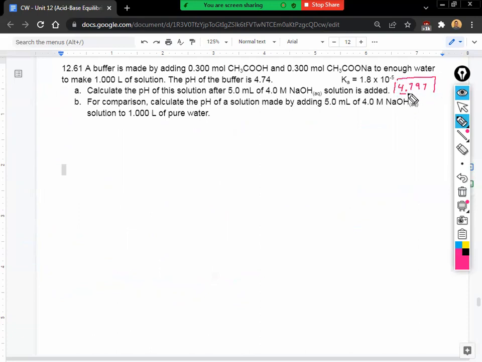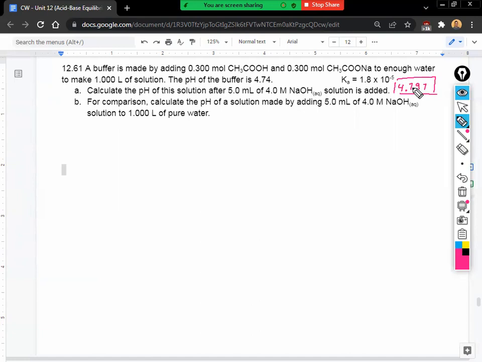Okay, so if you guys notice, the pH did not change very much, right? It changed less than 0.1. In a buffer, if you add 5 milliliters of a strong base, it'll only take it from 4.74 to 4.79. And again, it's because buffers resist pH change.